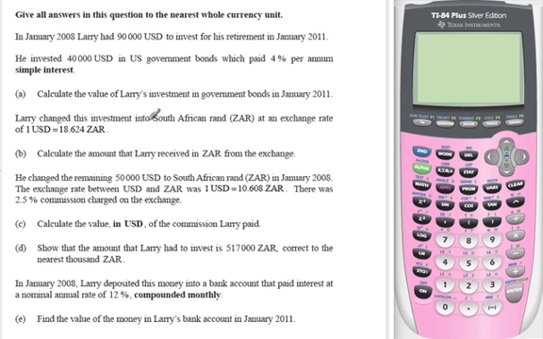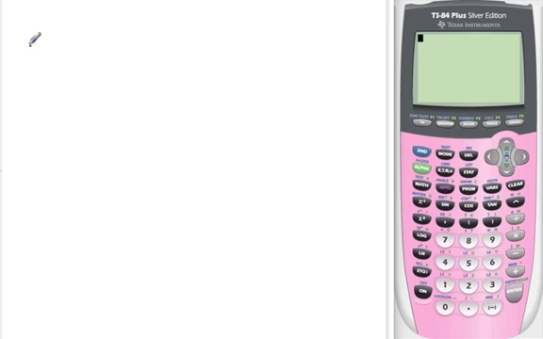Part A, calculate the value of Larry's investment in government bonds, so just the government bond bit, by the time he got to his retirement in 2011. So, okay, part A. We're going to use the formula for simple interest, which is CRN divided by 100. But that's going to give us the amount of interest that he earns. So then we're going to add the capital back on to get the value that's in his account.